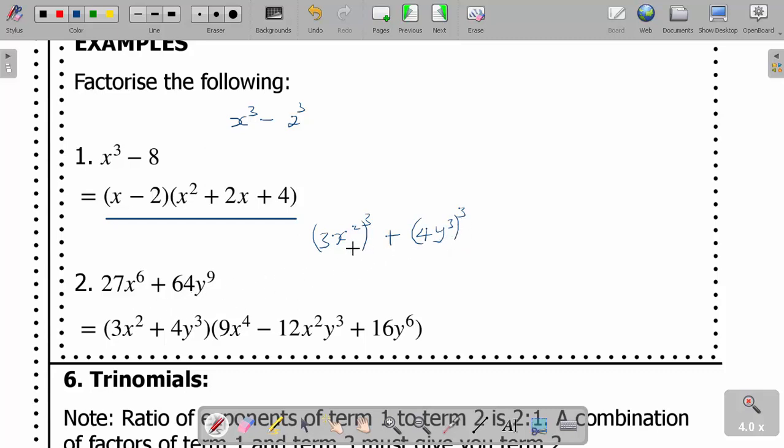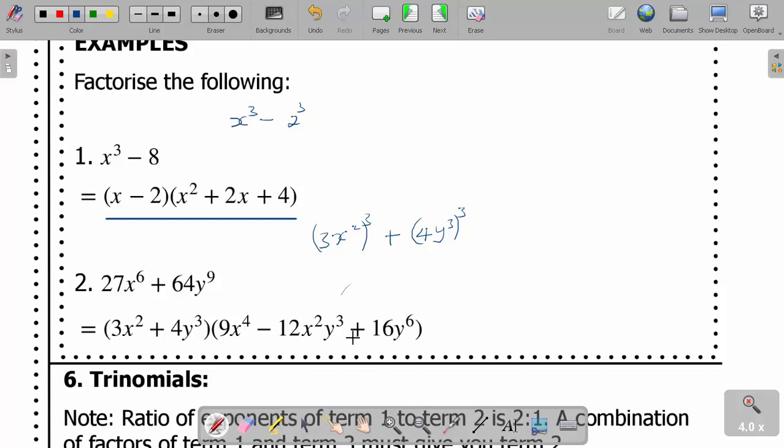Now, because I've got a sum of two cubes, I proceed by using the formula for the sum of two cubes, whereby you take the one in brackets with the same operation here. That's a plus, going to be 3x squared plus 4y cubed. That's why you see it here. And then the first term squared, which gives us 9x power 4. Then minus the product of the two terms. That's why it's 3 times 4 is 12, and then x squared times y cubed gives us x squared y cubed. Then plus the last term squared, which gives us 16y to the power 6.